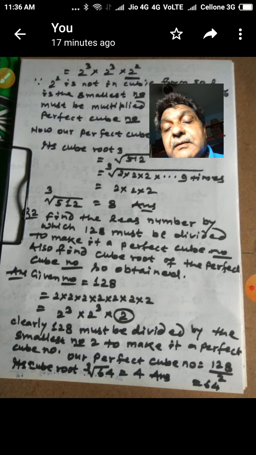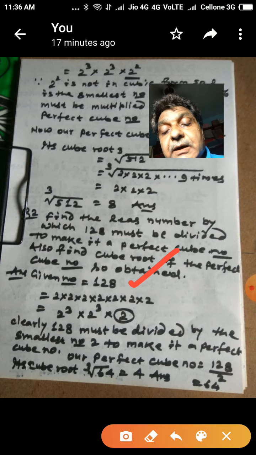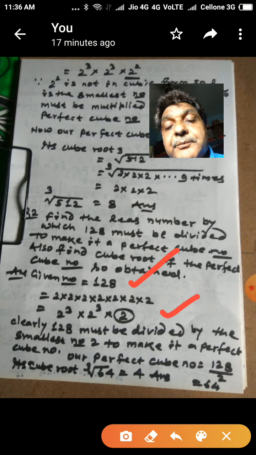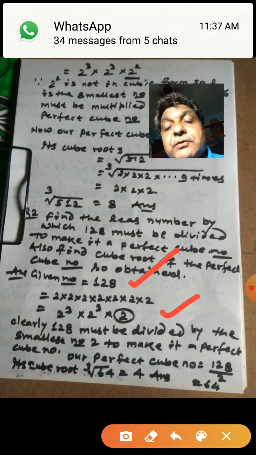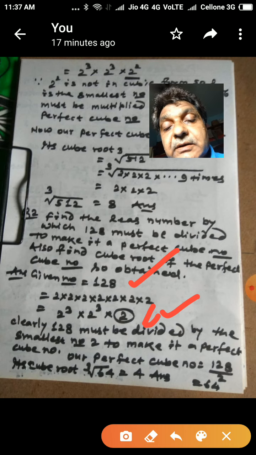So we will write the given number is 128. Now we will find its factors. The factor 2 is coming 7 times. On arranging them in cubic form, it is 2 cube into 2 cube into a single 2. You see, this single 2 is due to which the given number 128 is presently not a perfect cube.